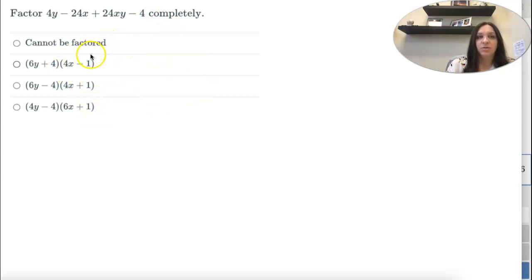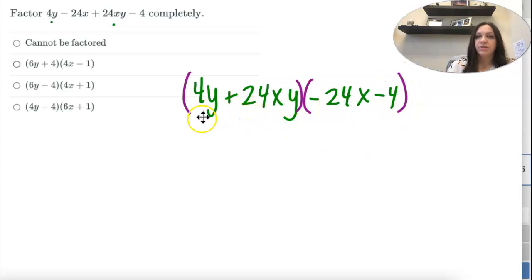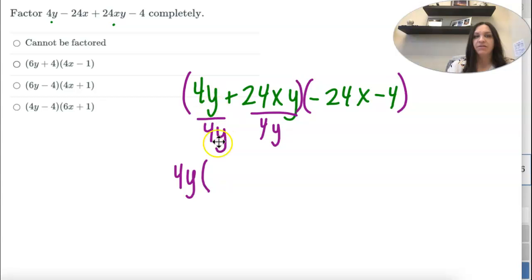So I'm actually going to go to our answers here and see we have 4y minus 4 already. So I'm going to try and write the y first. So if I take 4y plus 24xy minus 24x minus 4, we're going to try this again. I'm going to group and see what I can take out. So here I can take out a 4 and a y. So 4y, and then what's left is 1. 24 divided by 4 is 6, and then we still have an x.